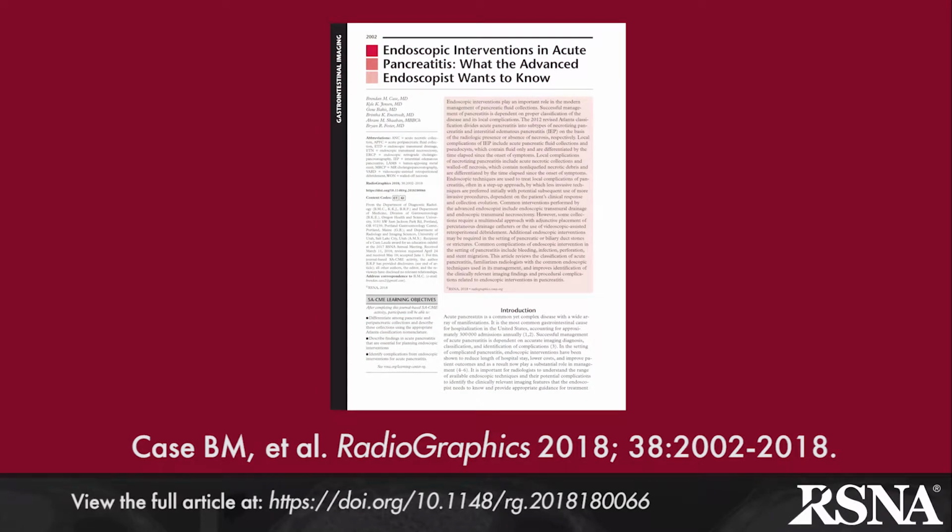In patients with acute pancreatitis, endoscopic interventions now play an important role in the management of pancreatic fluid collections. Radiologists interpreting CT studies in affected patients need to understand current endoscopic techniques and how imaging findings can help guide appropriate treatment.